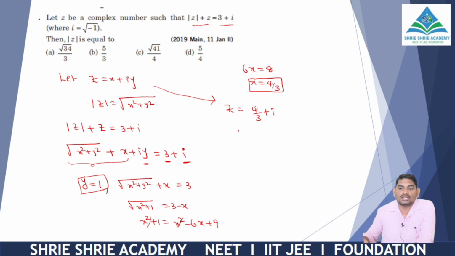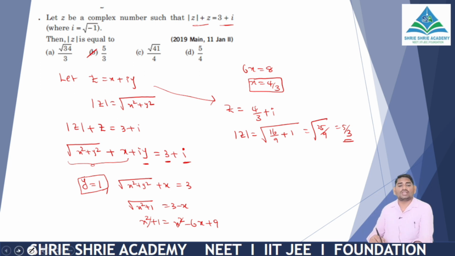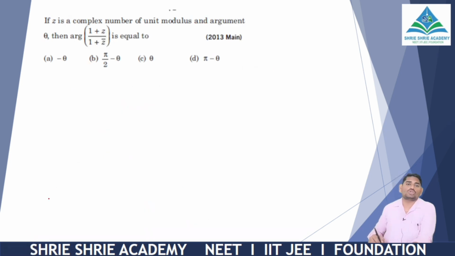What they are asking in the question is the magnitude of Z, I mean the modulus of Z, which is equal to root over the real part of Z whole square, now 16 by 9, and the imaginary part of Z whole square, now 1. So which is equal to root over 25 by 9, which is equal to 5 by 3. So the second option is correct. Hope this numerical is very clear. Then let me discuss one more question.